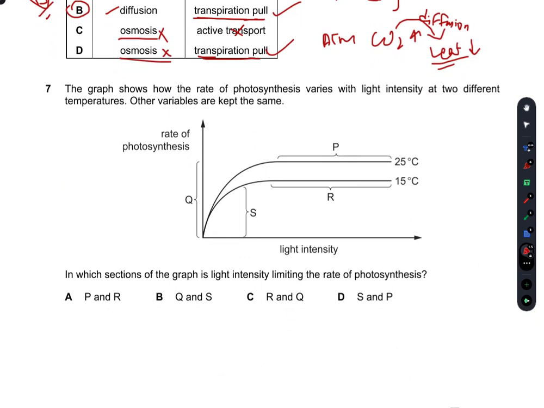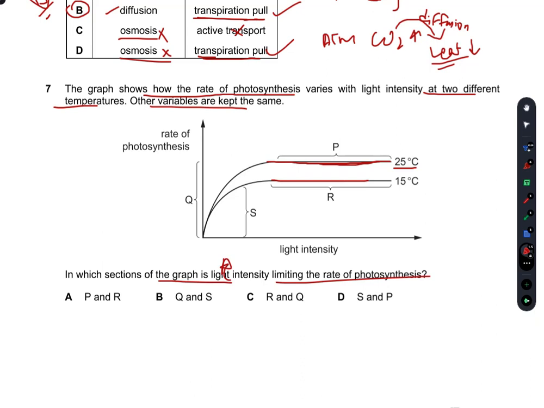The graph shows how the rate of photosynthesis varies with light intensity at two different temperatures. Other variables are kept the same. Okay. So at 25 degrees C, the rate of photosynthesis becomes constant here, as it does at 15 degrees C. In which section of the graph is light intensity limiting the rate of photosynthesis?